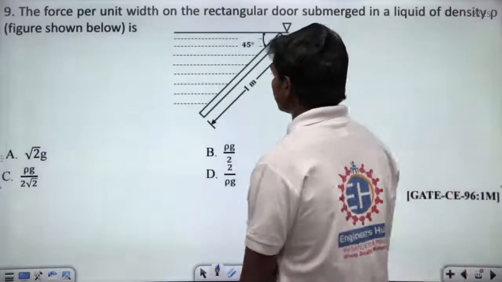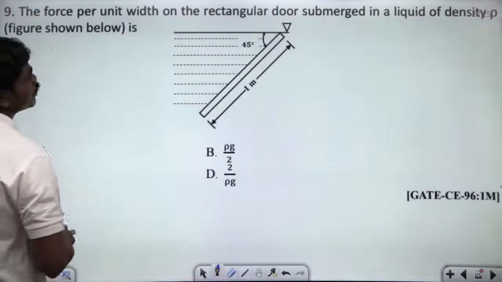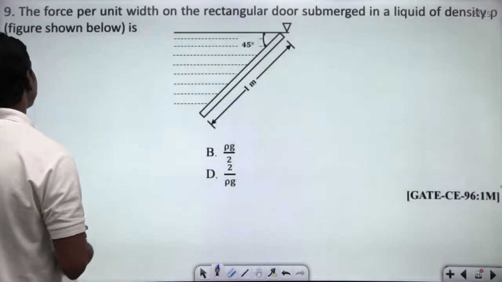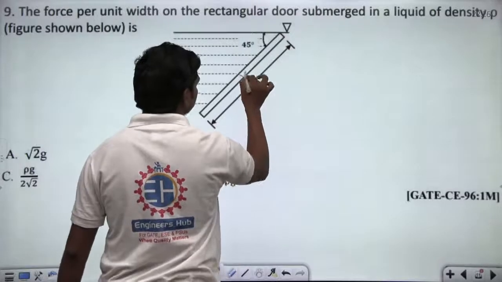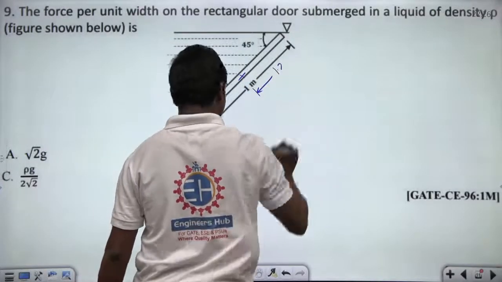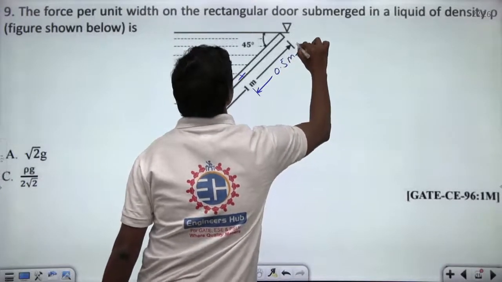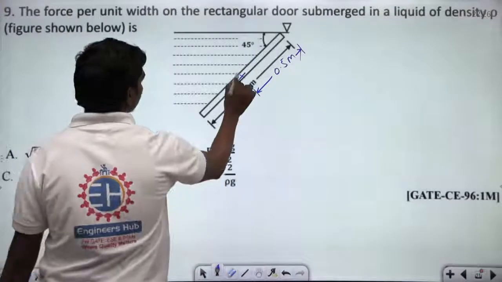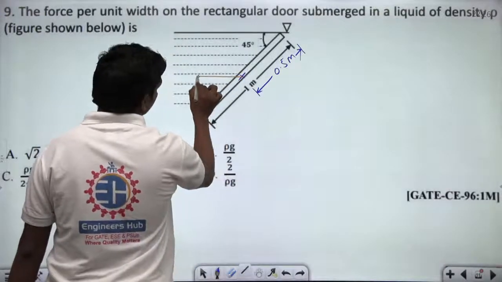So there is one more question, so please try to solve this. This is a question from civil engineering again. The force per unit width of the rectangular door submerged in a liquid of density rho shown in the figure. Look, this is of 1 meter, so definitely the centroid will be at a location of 1 by 2 meters, means 0.5 meters in general. So if this is 0.5 meters, then what could be this vertical height?